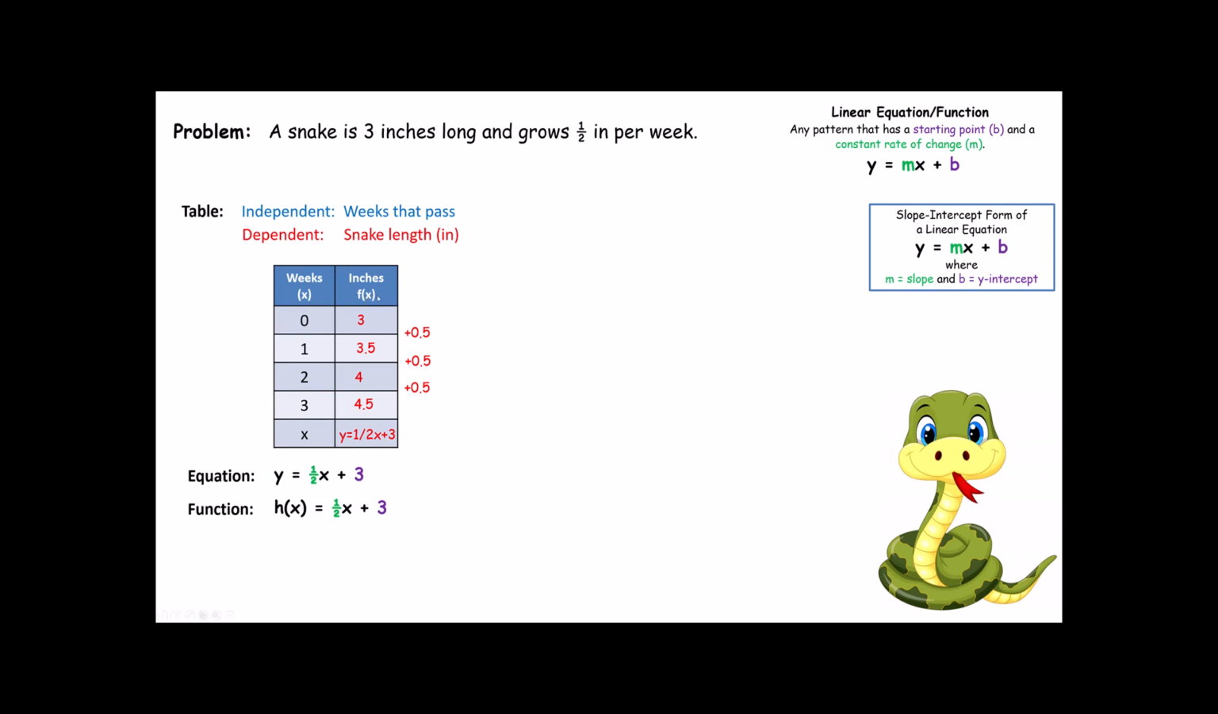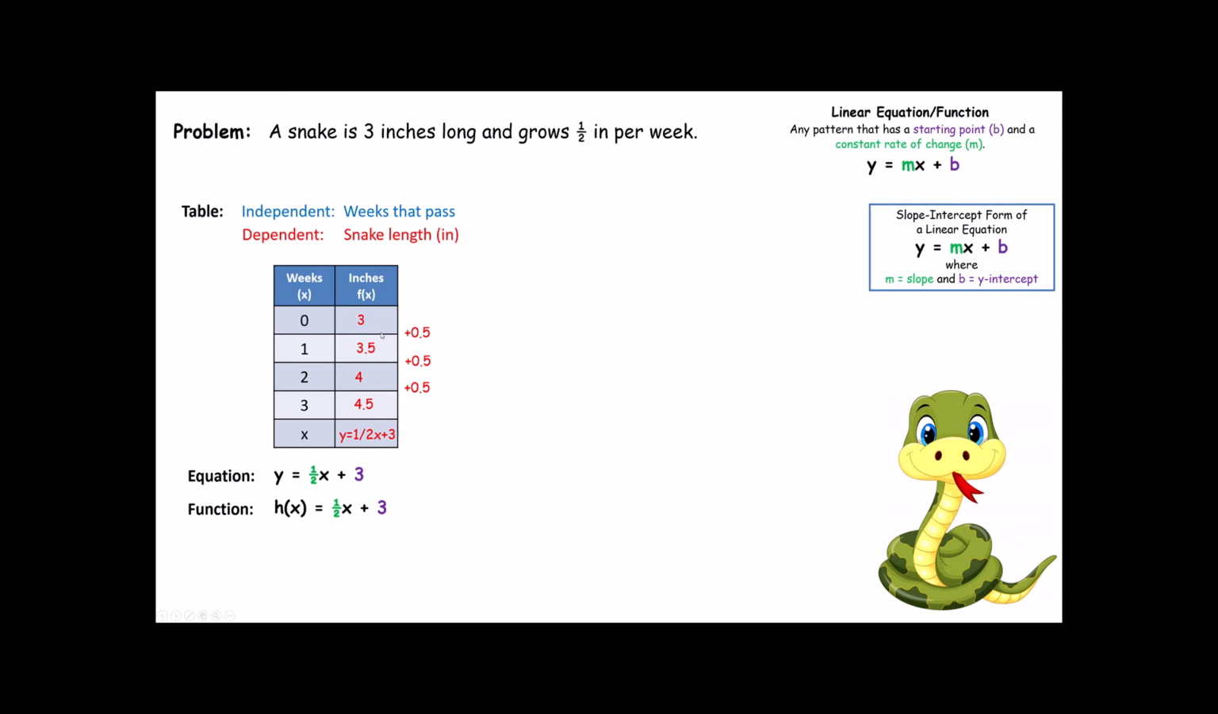Notice I said f of x up here. It doesn't really matter. I probably should have been more careful and made those match. I think I'll go back and change that in my notes, but just be aware that f of x, g of x, h of x, they're all ways of describing a rule in function form.